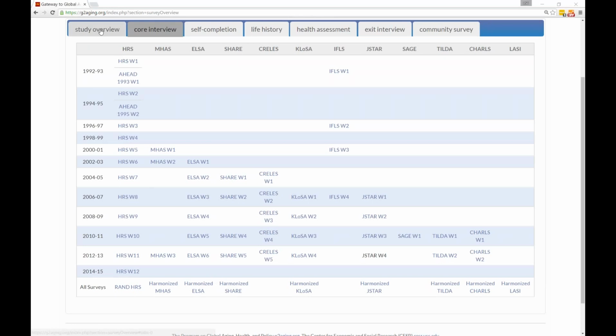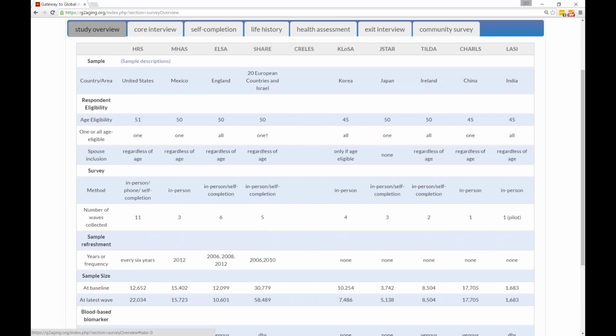I'll just mention this, we also have a study overview tab, and this gives you some really basic information about the surveys, including, if you've forgotten, where each survey was conducted, and the age eligibility, which, as I mentioned, changed a little bit. In the Korean study, the Chinese study, and the Indian study, it starts at 45, and in most other countries it starts at 50. It also shows whether spouses were eligible and included, and how the survey was conducted, whether in person, self-completion, or on the phone.